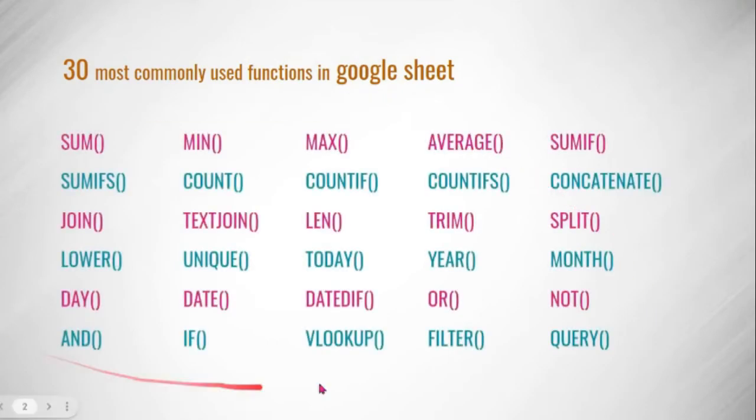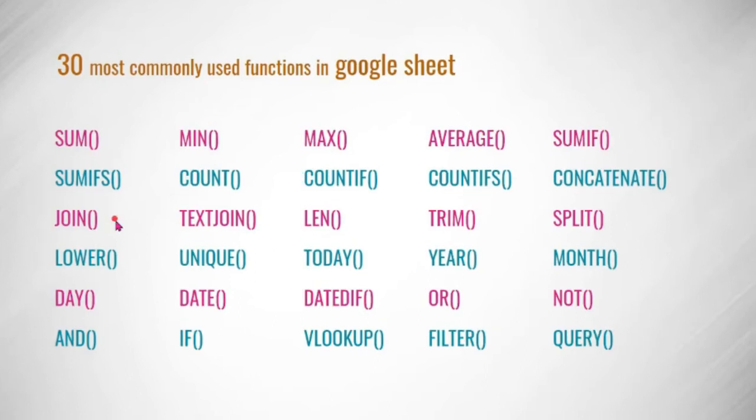We are going to learn 30 most commonly used functions in Google Sheet. These are the functions that we are going to learn in this series of videos. Remember one thing, these are not the only functions available in Google Sheet. However, these are very frequently used functions, at least from my point of view. If you know how to use these functions, then you will know automatically how to use those other functions available in Google Sheet.